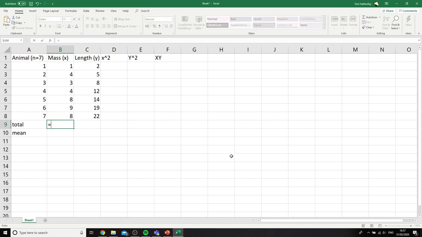So in order to do the total, you're going to press equals. When you type equals into Excel, you're going to tell the cell to calculate something. So I'm going to put equals and then sum. Sum means it adds all the numbers together in a range of cells. So sum open bracket. You're going to click and drag. So I've selected B2 to B8. I'm going to close the bracket and then press enter. So that is the sum of all these added together. I'm going to do the same for the next one.